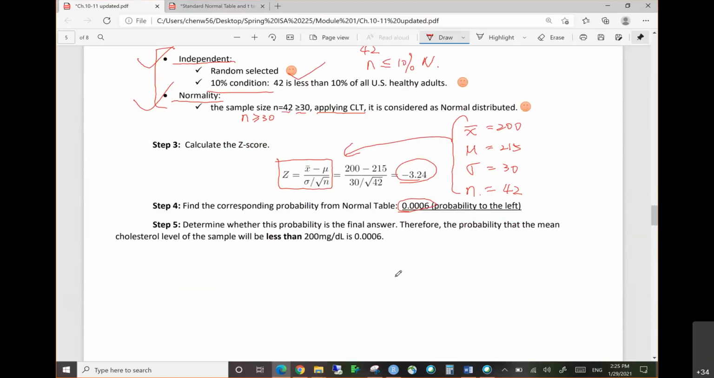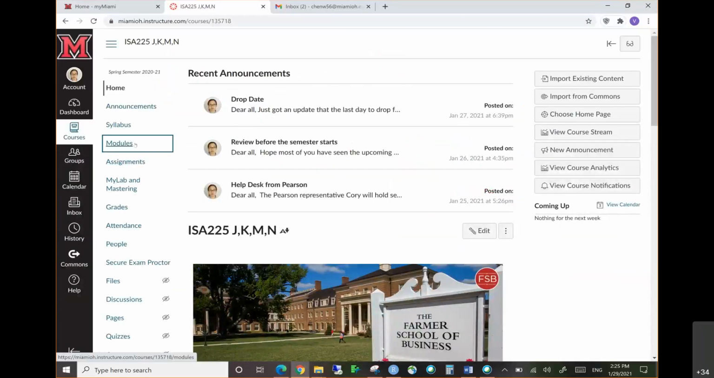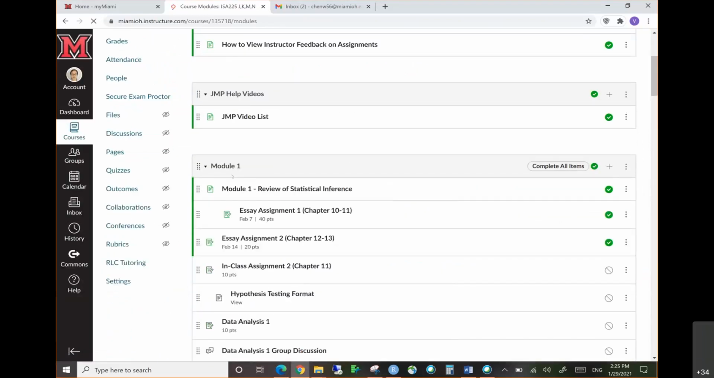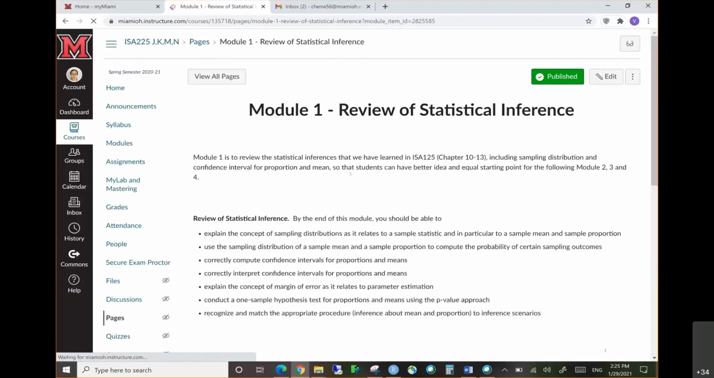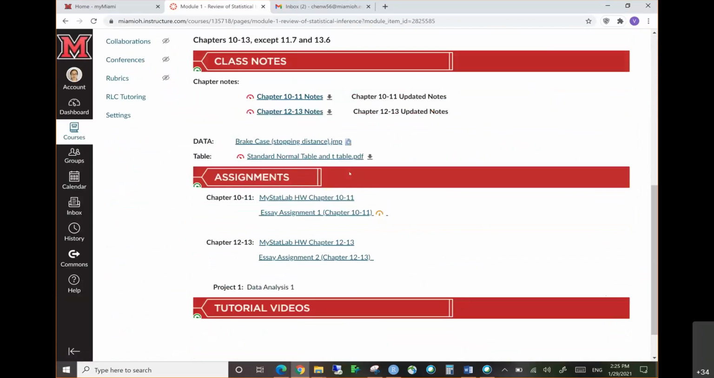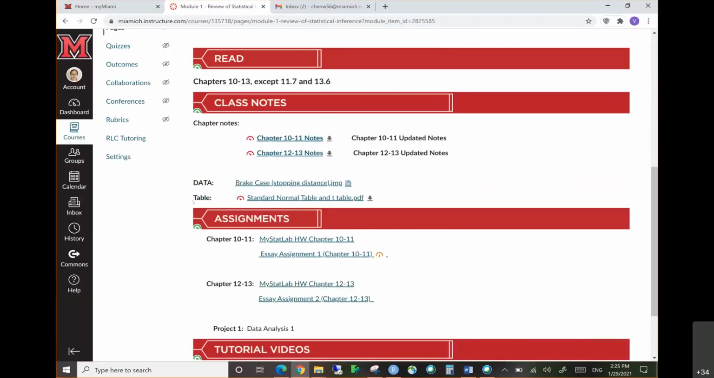Good? All right, so then next I want to talk about our assignment. If you go to the module 1 page, your table, which is the standard normal table, is attached here. I will suggest you to download this table and print this out, right? Because you will need to use this a lot of times. And next, for our assignment, I will suggest you to leave this MyStatLab until next Wednesday.